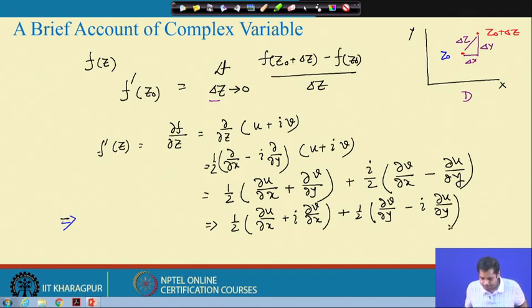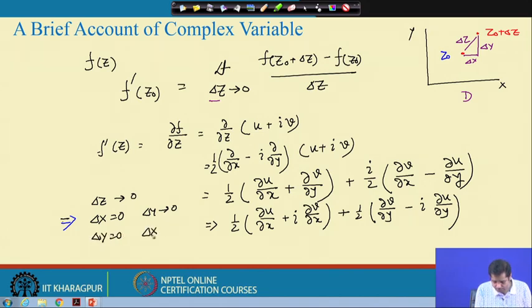Now, in the first case, delta z tends to 0. In one case delta x is equal to 0 and we allow delta y to tend to 0, and in the other delta y is equal to 0 and we allow delta x to tend to 0. So this is the derivative with respect to z, this is with respect to y, and this is with respect to x. Irrespective of how delta z tends to 0, if the derivative exists, then this should be equal to this, and equal to this.